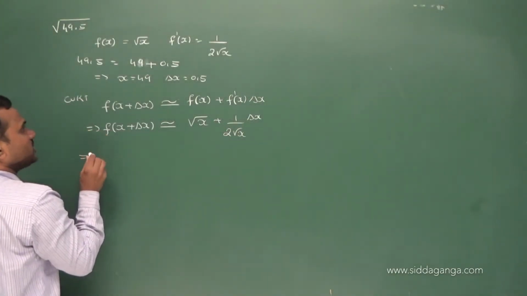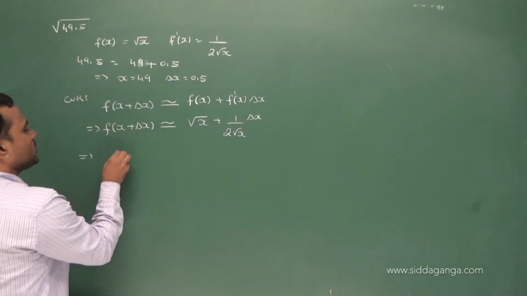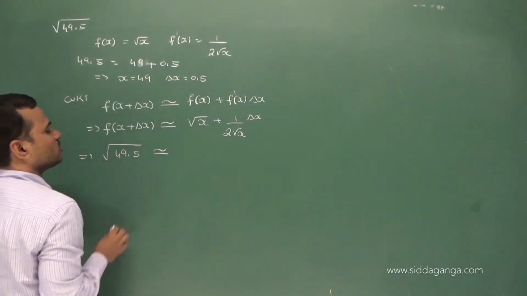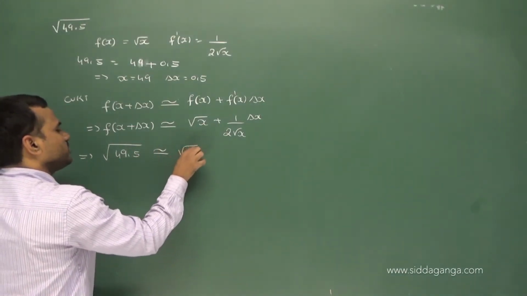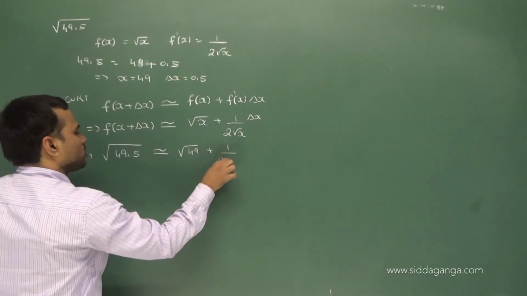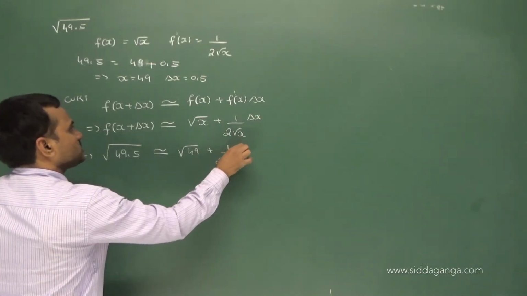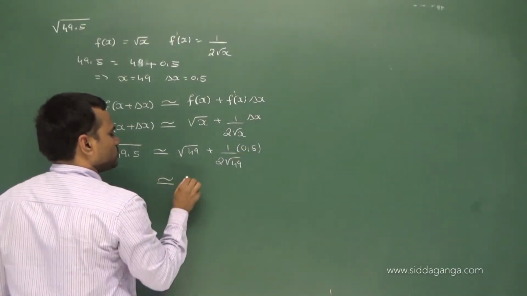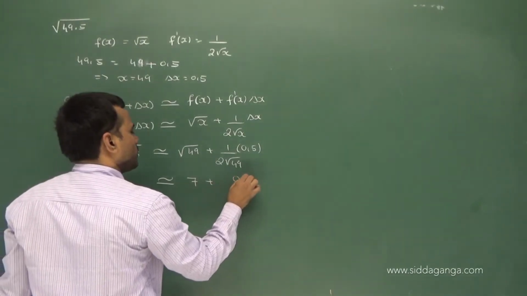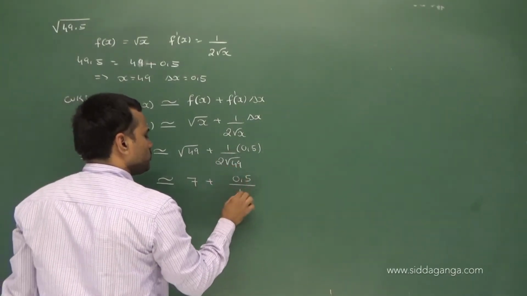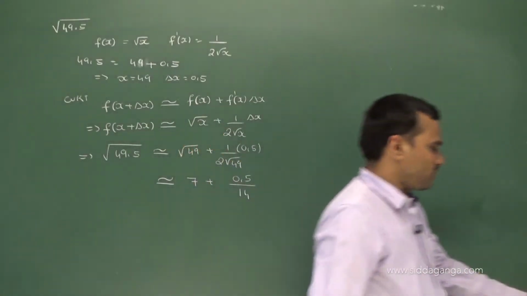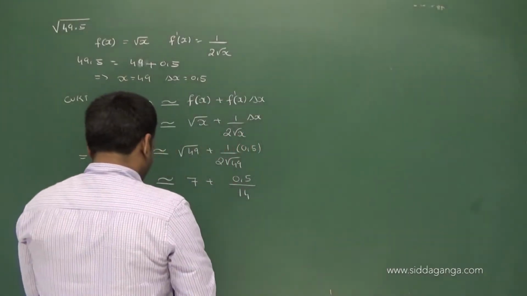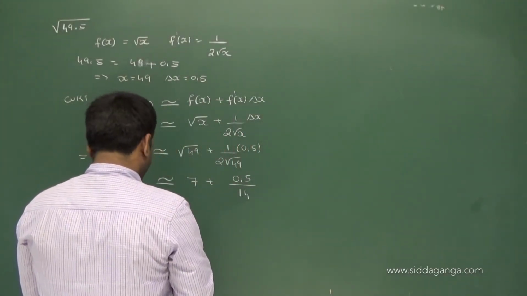That implies just 3 steps. Square root of 49.5 is approximately equal to square root of 49 plus 1 divided by 2 into square root of 49, into delta x, which is 0.5. So this is approximately equal to 7 plus 0.5 divided by 7 into 2, that is 14. Use the calculator, find that value also. 0.5 divided by 14.